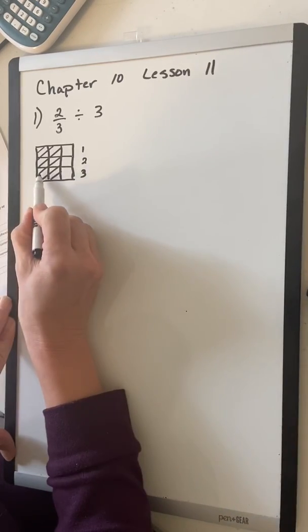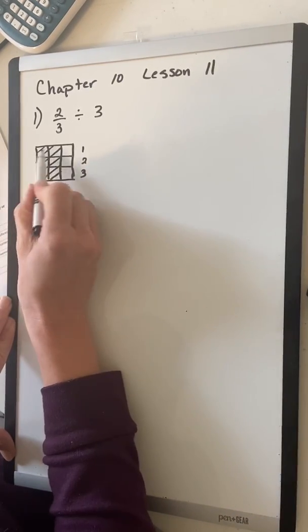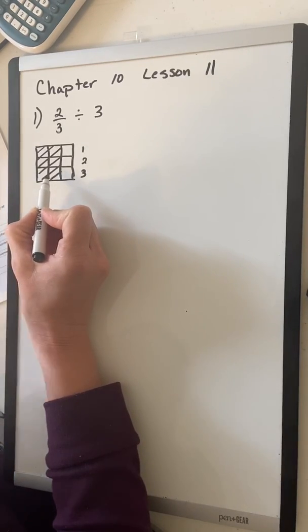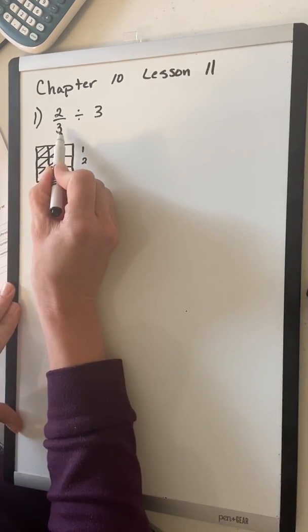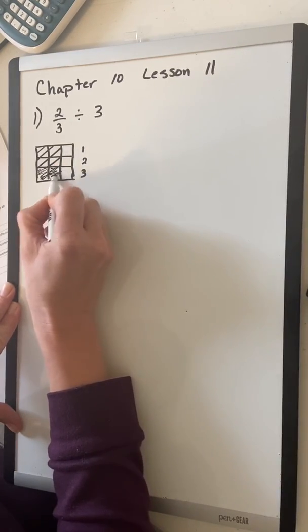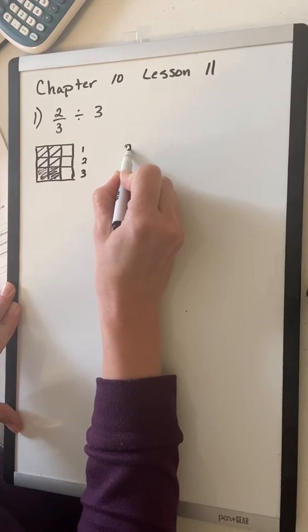Well, you see there's just 1, 2 here, 1, 2 here, 1, 2 here. There's just 2 in each of those 3 parts, meaning that when you take 2/3 and you divide it by 3, you just have 2 in any one of these. So you put a 2 on the top.